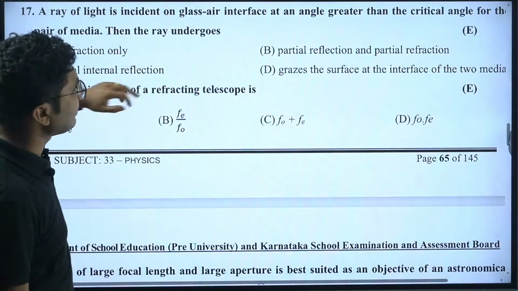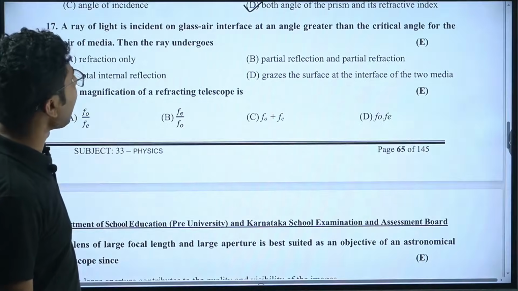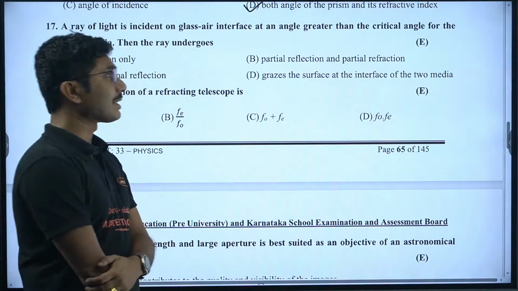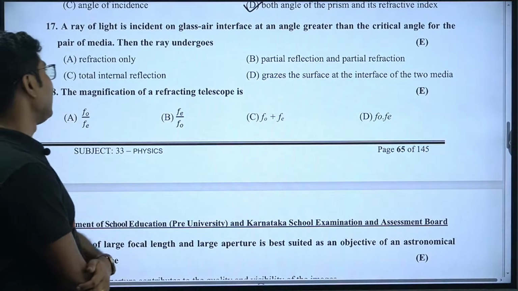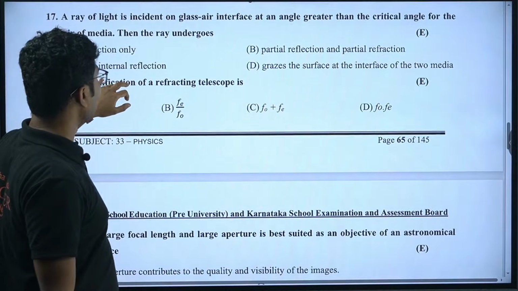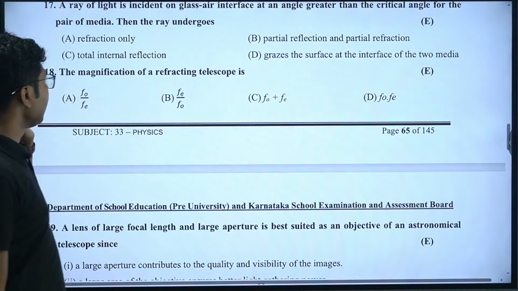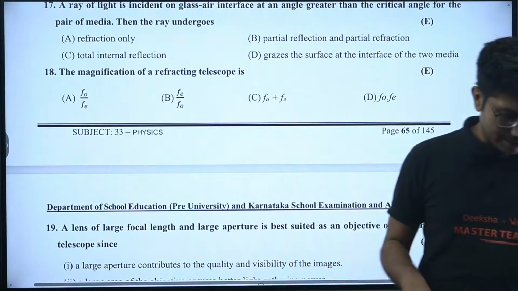Question number 17. A ray of light is incident on a glass air interface at an angle greater than the critical angle for the pair of the media. Then the ray undergoes refraction only, partial reflection and partial refraction, total internal reflection, or grazes the surface at the interface of the two media.